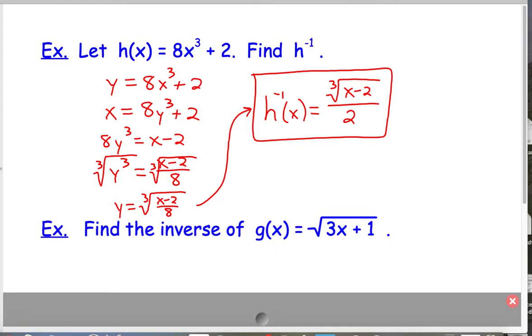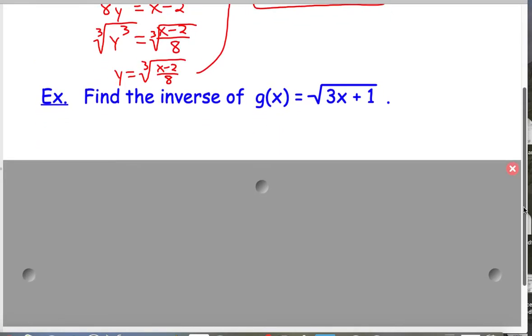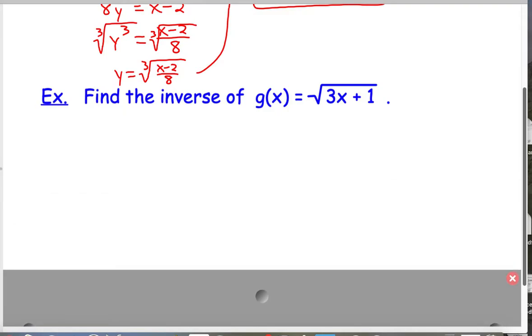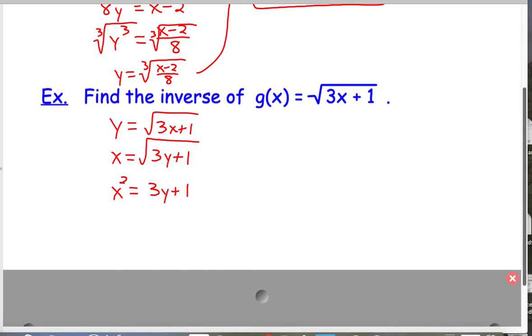How about finding the inverse of this one? And now we start to get into the questions about domain and range. Find the inverse of that. So step 1, change it to y equals. Step 2, switch all the x's and y's. Now I need to solve for y. So first I'm going to have to square both sides. But see, by squaring both sides, now we've introduced new possible values. And then solve for y. So I'm going to have y equals (x squared minus 1) divided by 3.